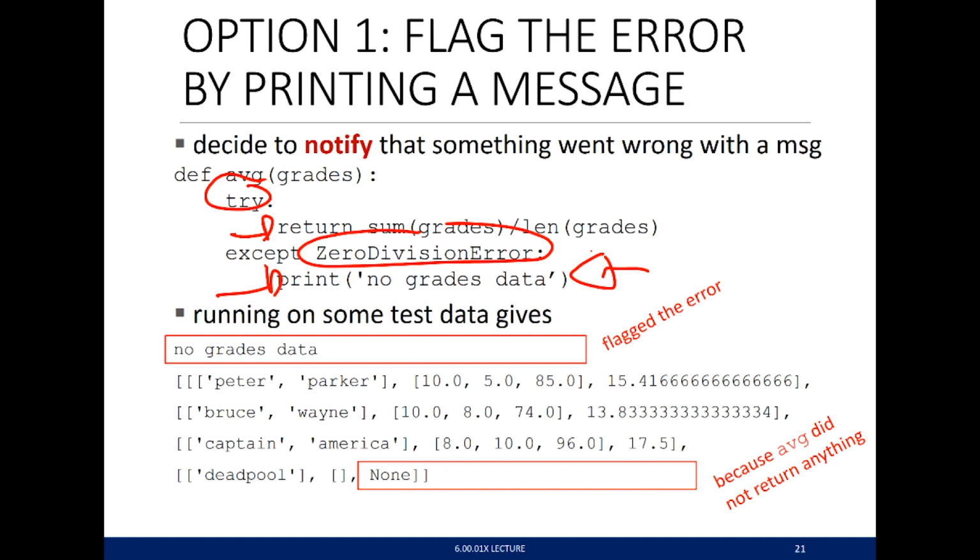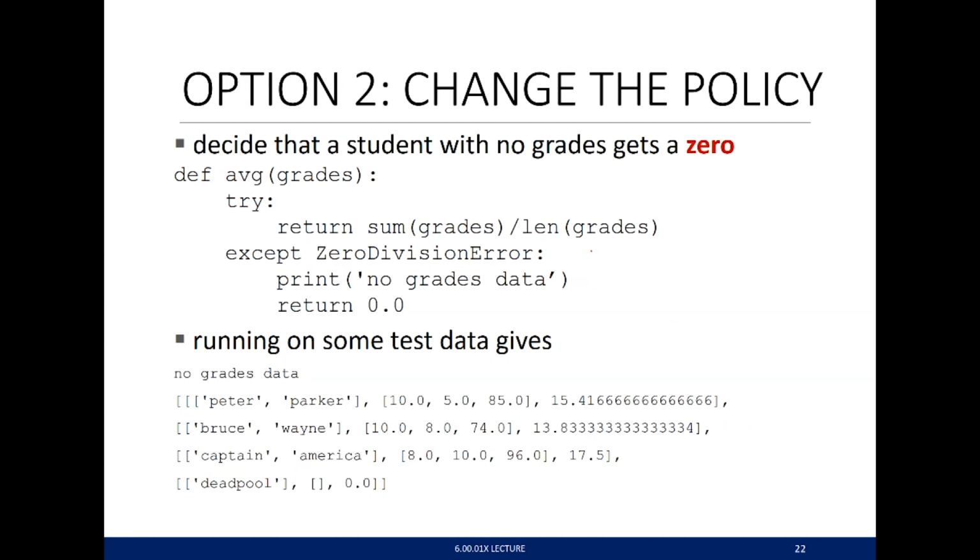All right, maybe I'd like to say that that's the average for Deadpool, but that doesn't make a lot of sense. How could I handle that? Well, I could decide I'm just going to give a student with no grades a 0. Seems like a reasonable thing to do. And now I can change my handler, again catching that zero division error, but putting in an explicit return that says not only do I want to print out a note that says something didn't go the way I expected it to, but let me give back a value that I can run on it.